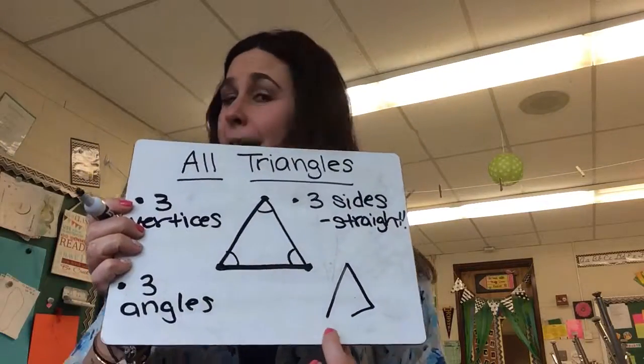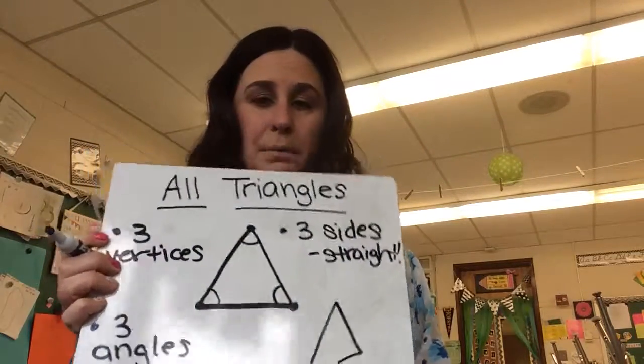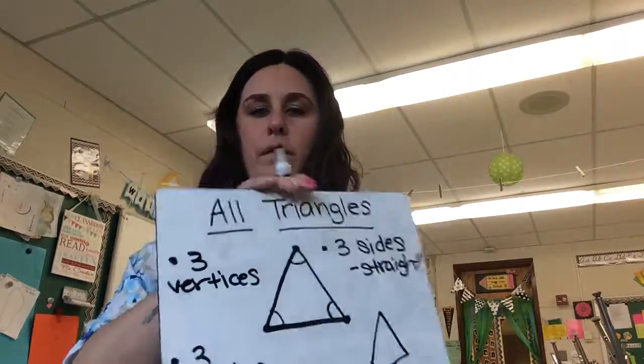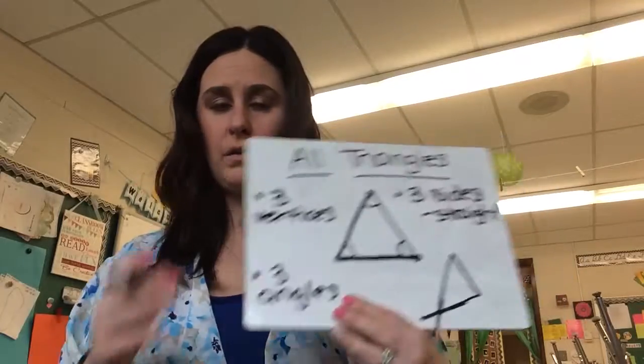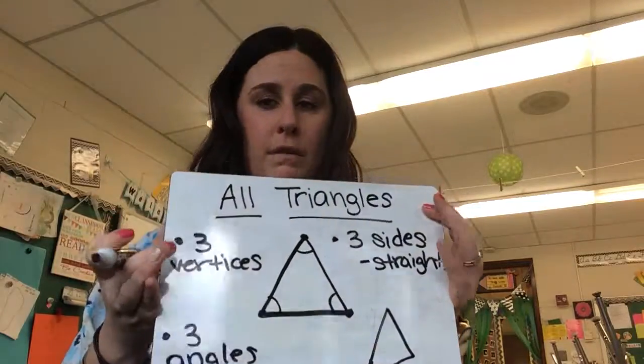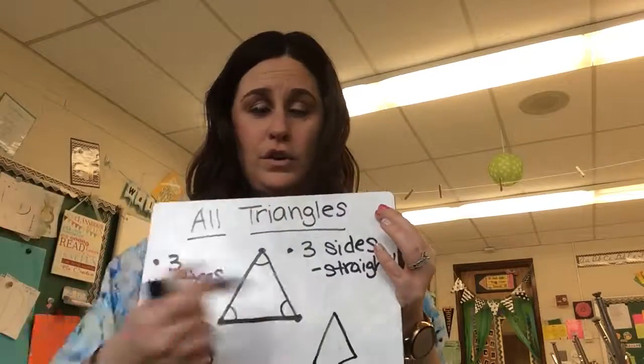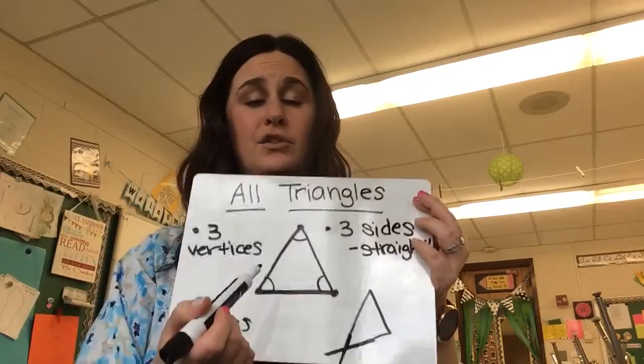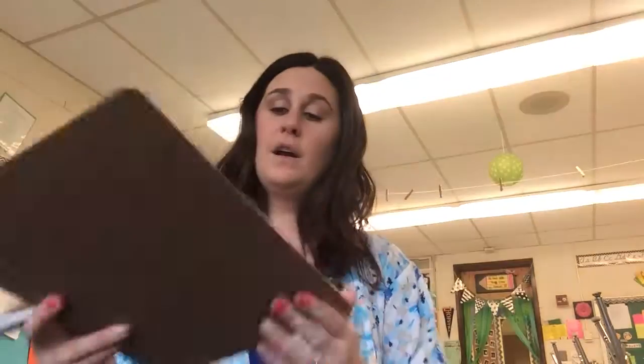A couple other things: if it's open, it's an open polygon. So maybe something like this, where it's not totally complete. That's not a triangle because it's not complete. Maybe it does something like this, where it crosses over and the sides are too long. That's also not a triangle, okay? So again, just remember, we've got three straight sides, three vertices, and three angles. If your shape has all those things, then it's a triangle. If it doesn't, it's not a triangle, okay? So that's the biggest thing I just wanted to go over with you about triangles today.